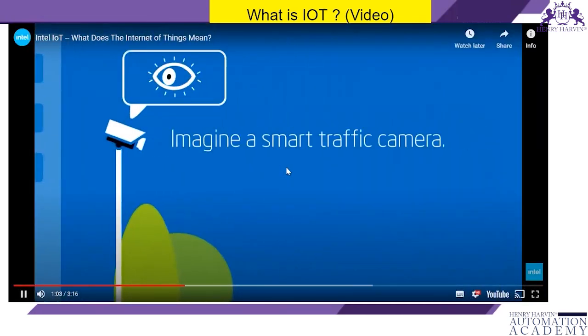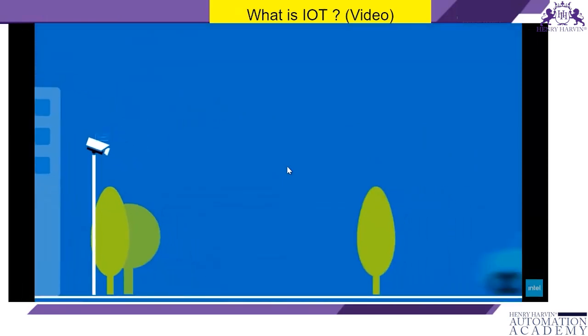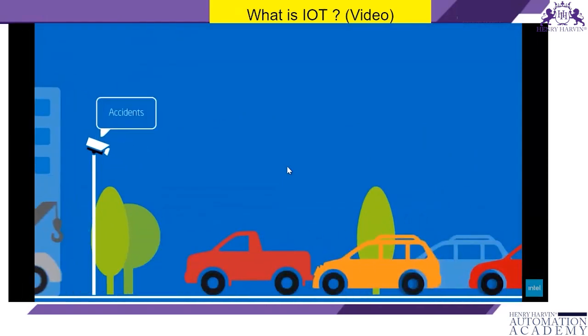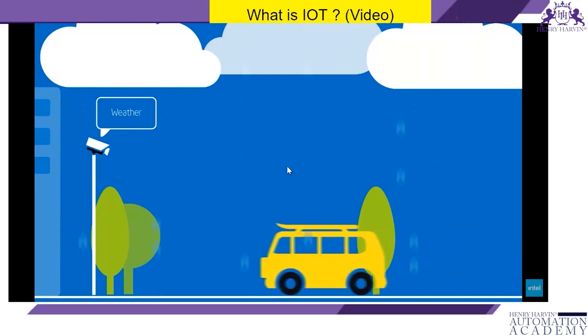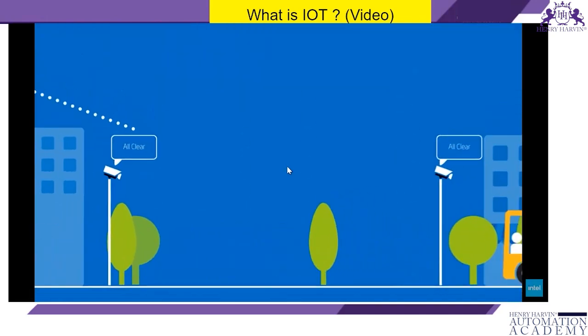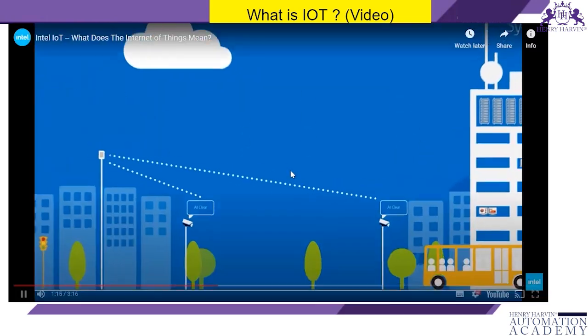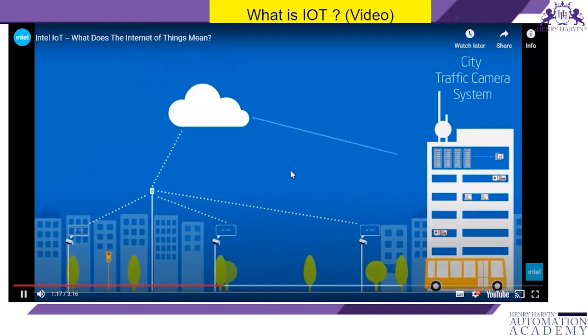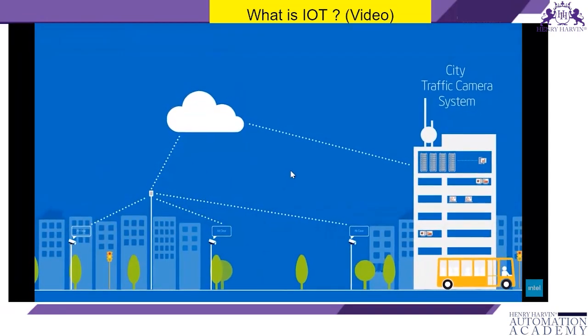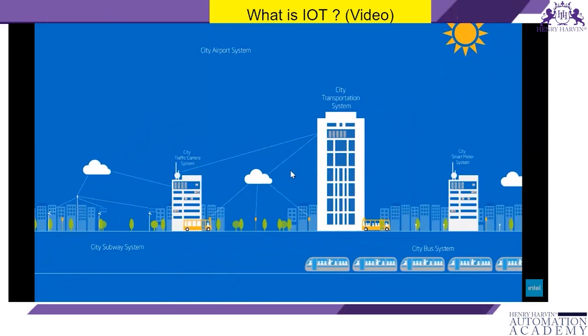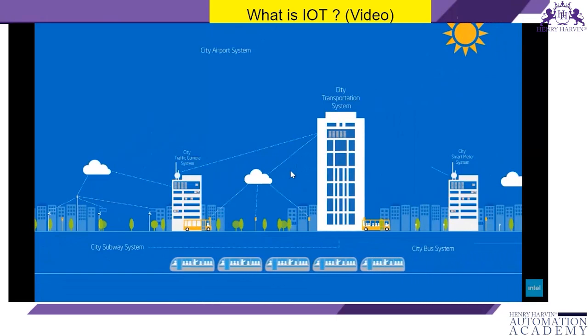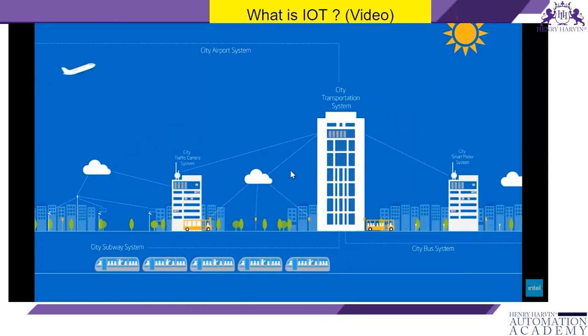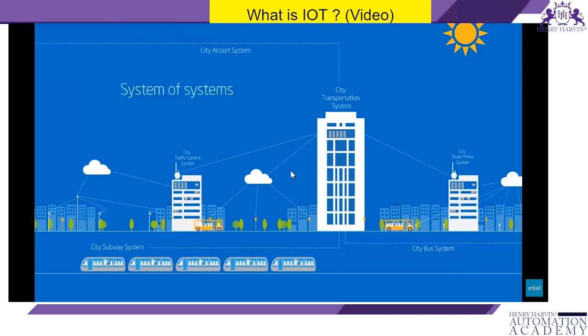Imagine an intelligent device such as a smart traffic camera. The camera can monitor the road for congestion, accidents, and weather conditions, and communicate that status to a gateway that combines it with data from other cameras, creating an intelligent citywide traffic system. Now, imagine that intelligent traffic system connected to other citywide transportation systems, which get data from their own intelligent devices, creating an ever larger intelligent system of systems.